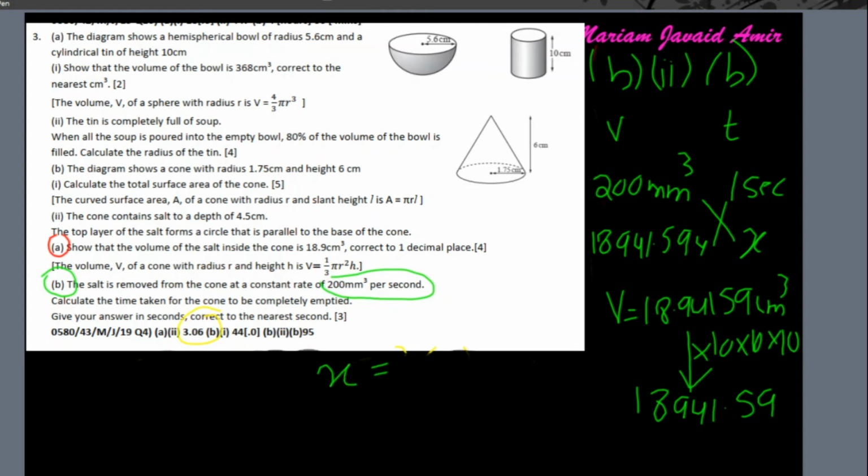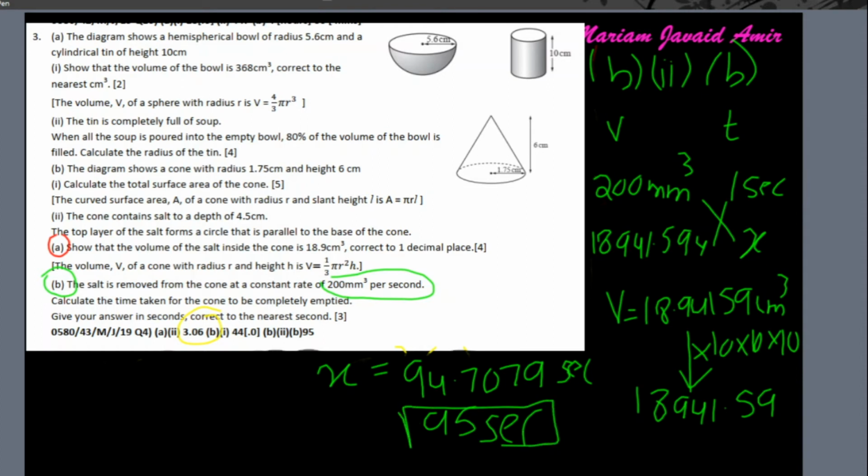Now cross multiply. So x will be equal to 1 times the answer divided by 200, which gives me 94.7079 seconds, and rounded off to the nearest second, 95 seconds.